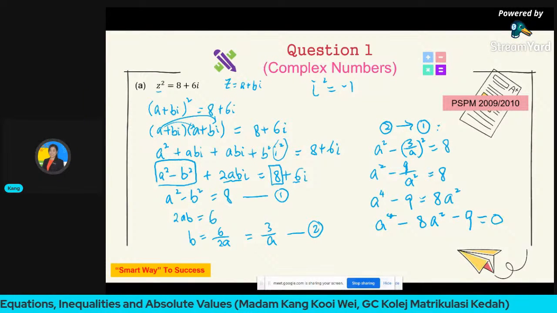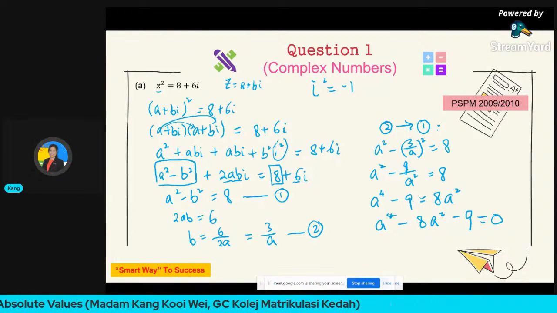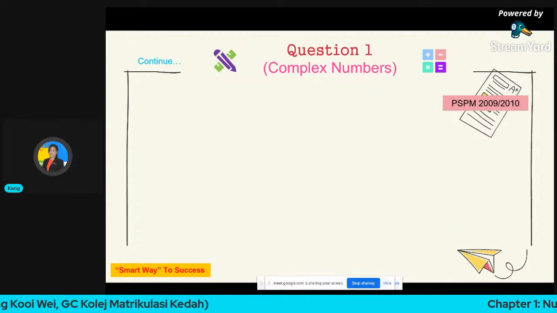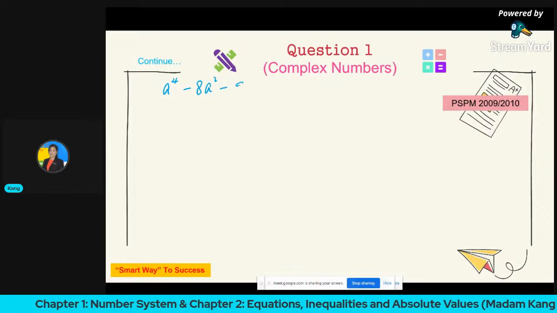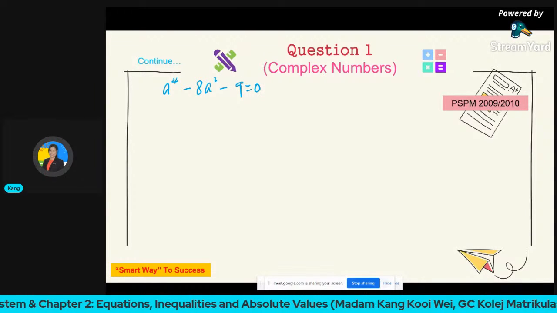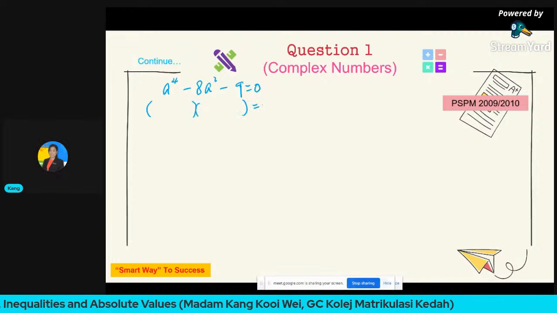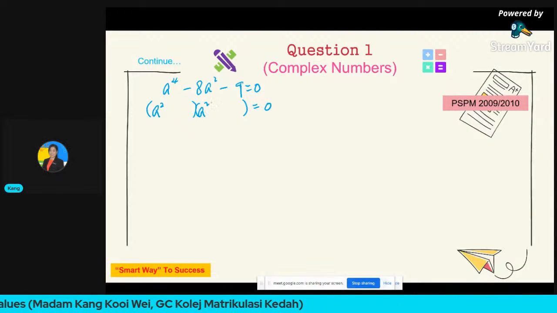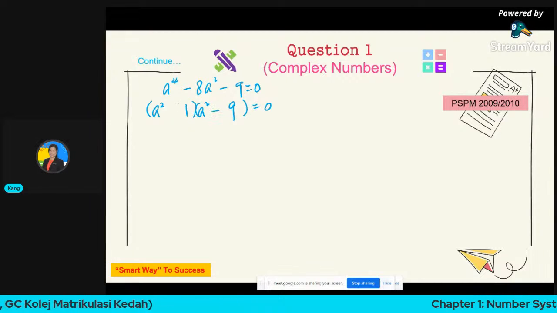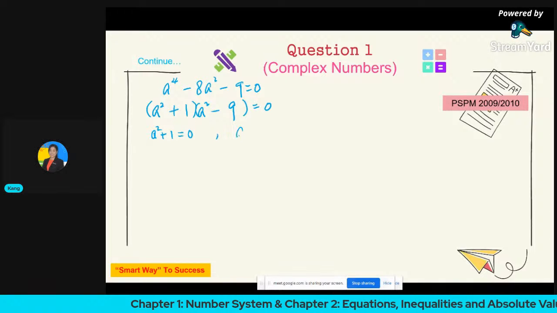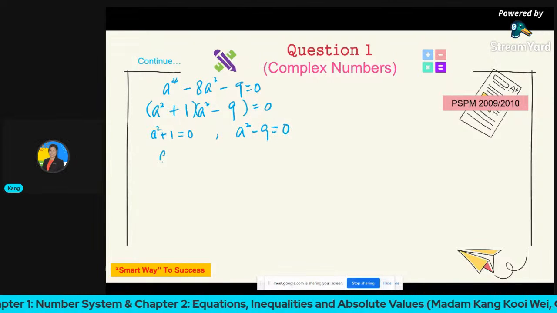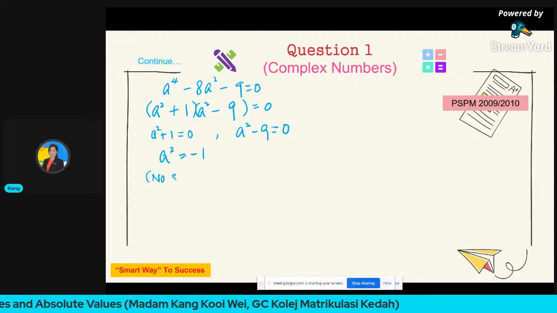Then we need to do the factorization. Just now we got this equation: a to the power of 4 minus 8a squared minus 9 equal to 0. So we do the factorization. (a squared minus 9)(a squared plus 1), using 9 times 1, negative 9, then positive 1. Let these two factors equal to 0. a squared plus 1 equal to 0, you get a squared equals negative 1. a squared cannot have negative values, so for this one, no solution.